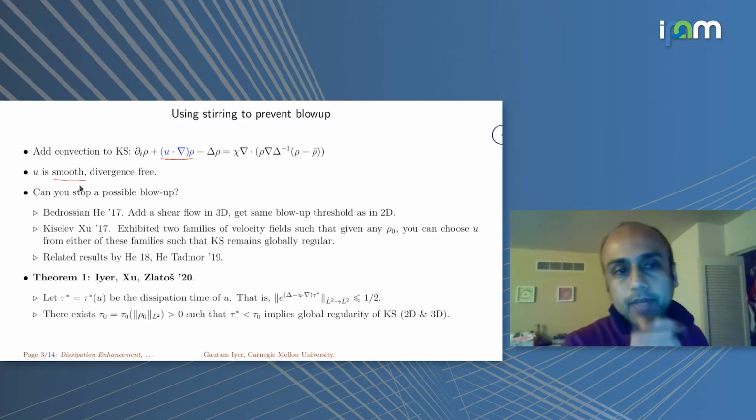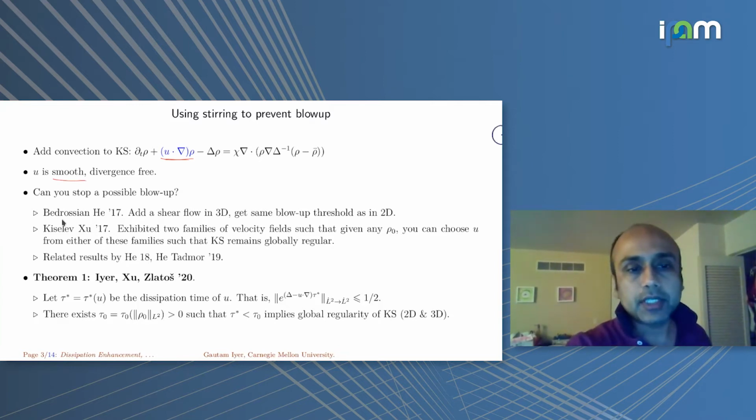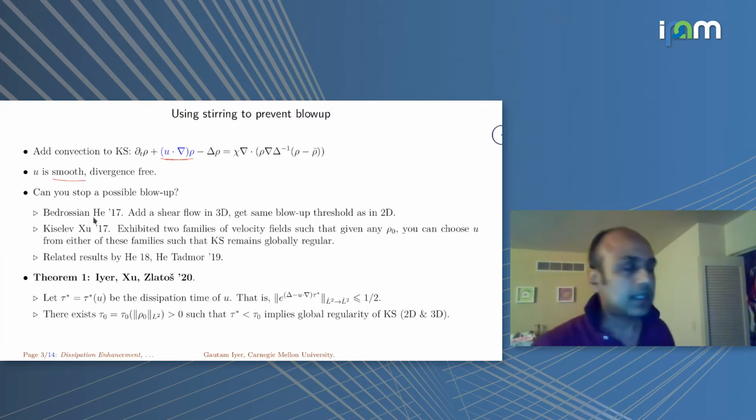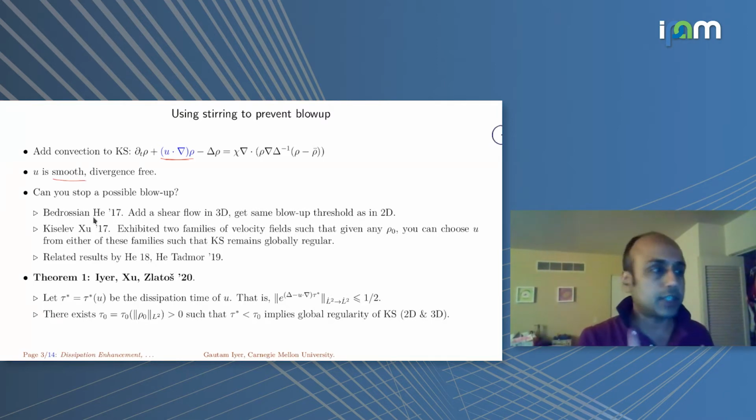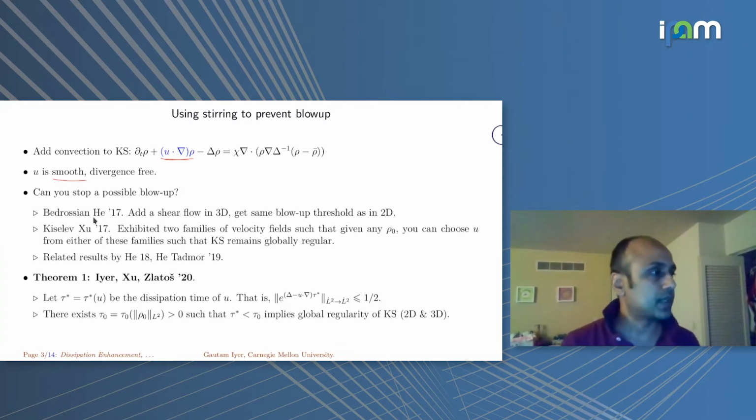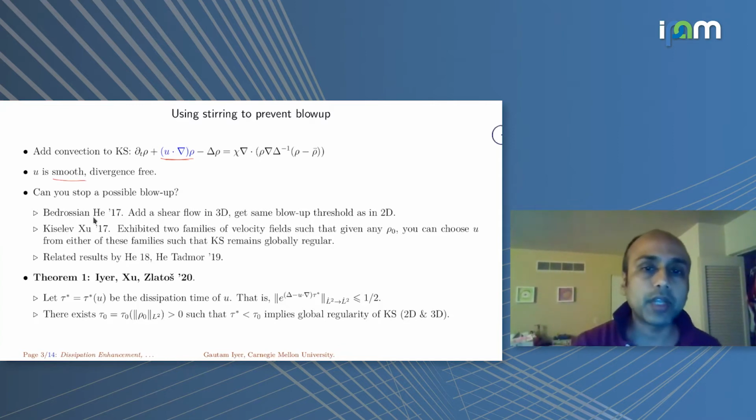Well, there are a couple of nice results, right? So there's a result by Jacob Bedrossian and Siming He in 2017. So what they did was they looked at this in 3 dimensions, and in 3 dimensions, they added a shear flow, a one-directional shear flow. So what happened as a result of this is that you can reduce it to the same blow-up threshold as in 2 dimensions, right? You get exactly the same, like more than 8 pi, you have blow-up.